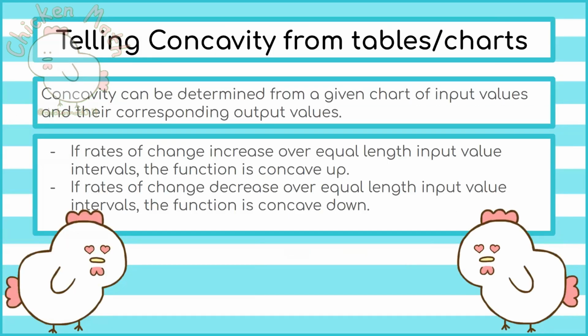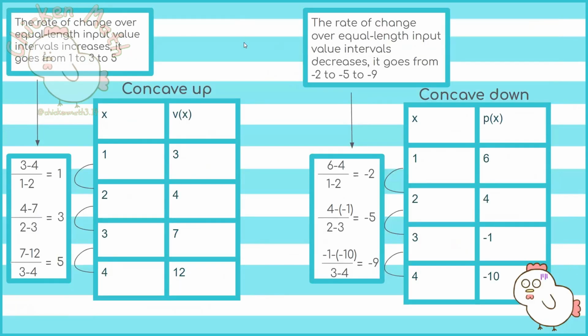Okay, so our final topic for today is telling concavity from tables and charts. So concavity can be determined from a given chart of input values and their corresponding output values. In unit 1.1, we talked about concavities. Again, concavity just talks about the change in the rates of change over an interval. So if the rates of change increase, it's concave up. And if the rates of change decrease, it's concave down. So we're going to talk about being able to find out concavity based on these charts by looking at how the rates of change behave.